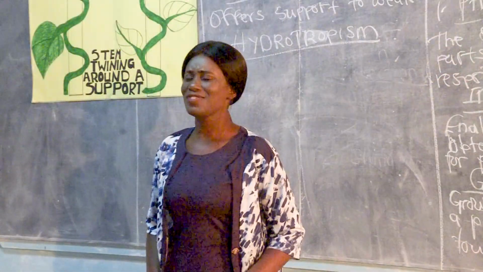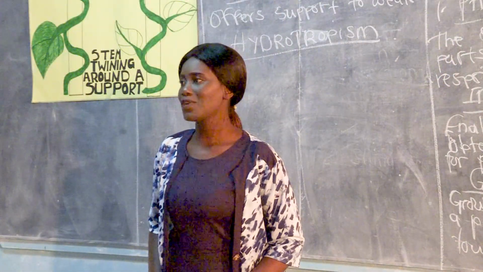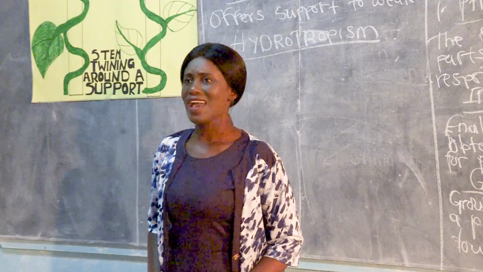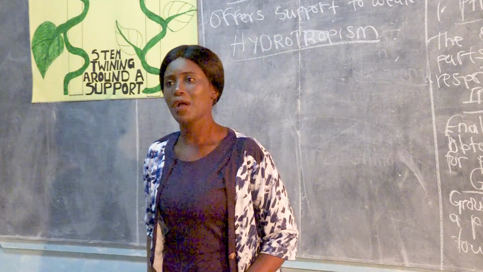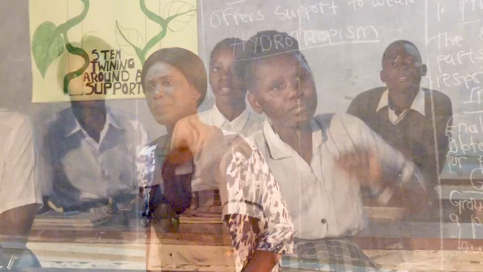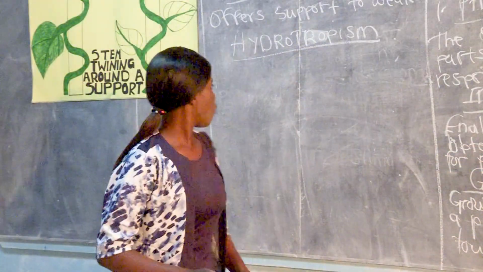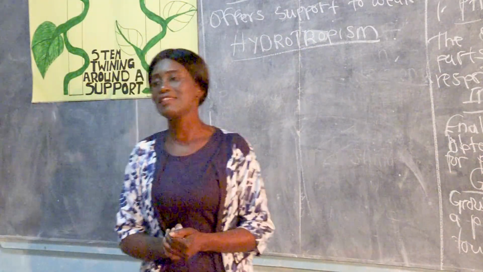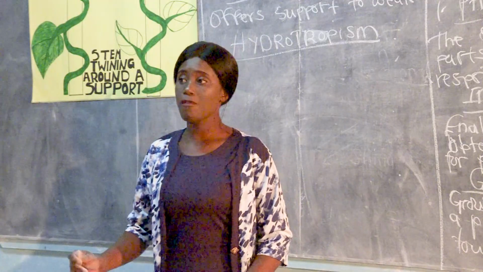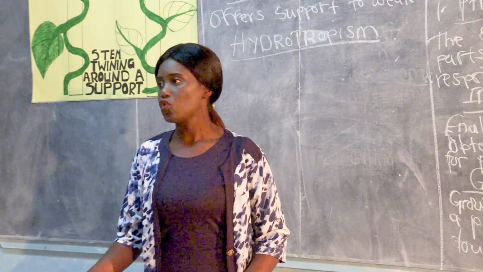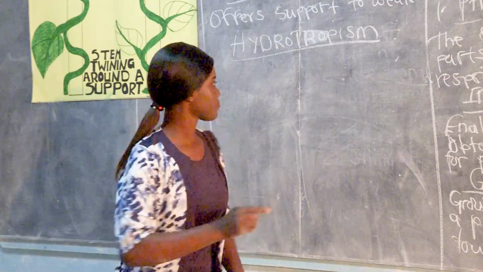Yes, Mickey? Can't you come up with a definition? Someone to come up with a definition. A different person this time around. Yes, Elena? Hydrotropism is the growth of parts of the plant towards water. Thank you very much. Okay, so hydrotropism is simply the growth of parts of a plant towards water.